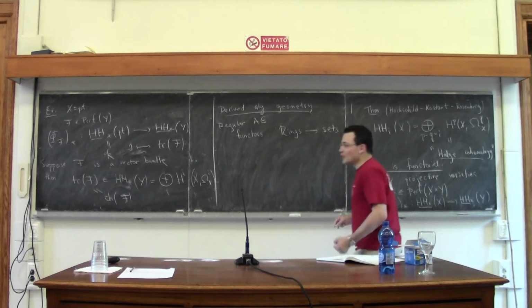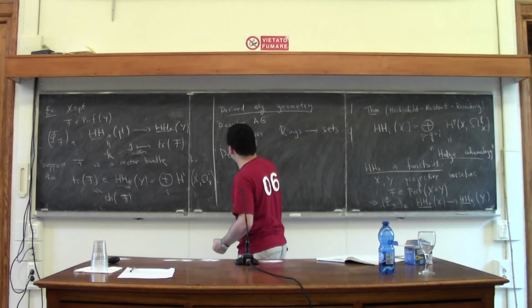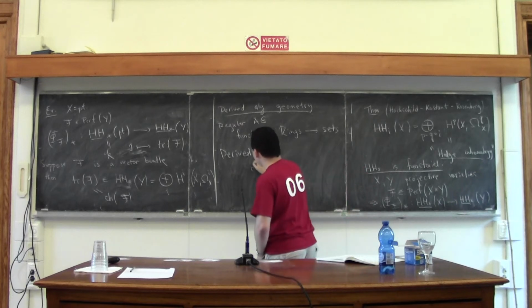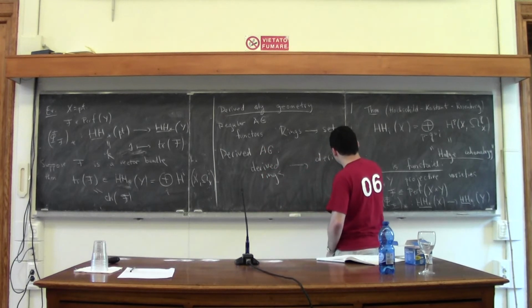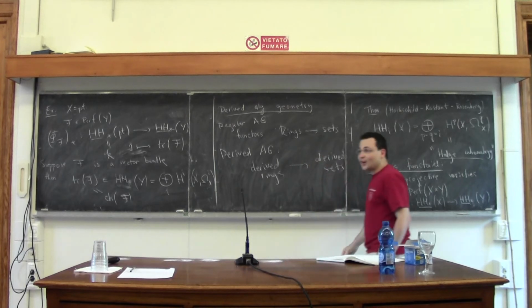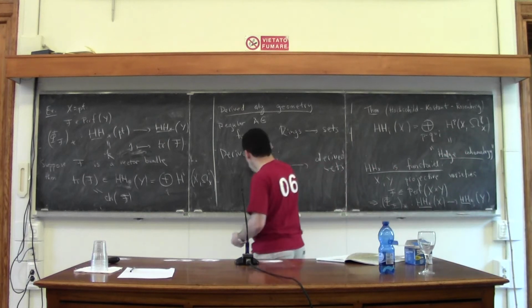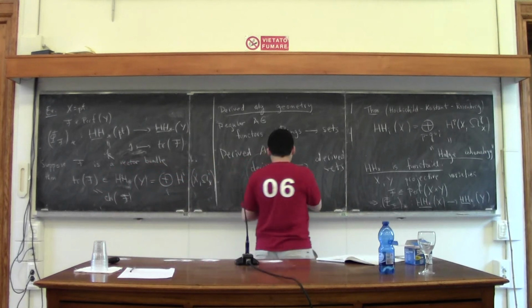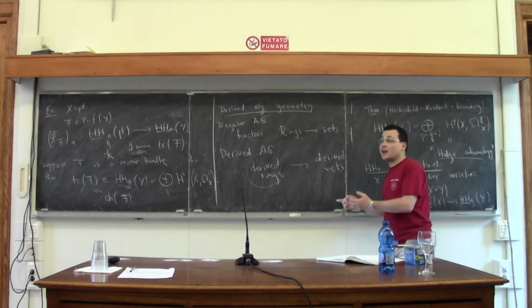So derived algebraic geometry now is very simple to define. I just put the word derived in front of everything. So it studies functors from derived rings to derived sets. Of course, it doesn't tell you anything. So let me tell you what these things are, really. So derived rings, well, these things, first of all, no longer form categories, but infinity categories.